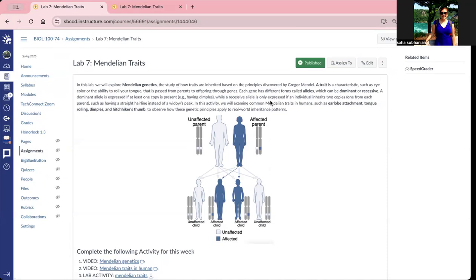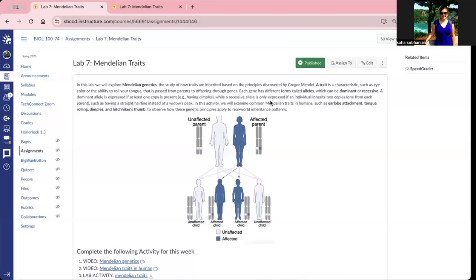And this lab focuses on the concept of Mendelian genetics, which was discovered initially by Gregor Mendel in the 1800s by looking at pea plants. And it is fascinating. I have discussed it in the lecture with you guys, so if you want to get an overview of it, please go ahead and review that.